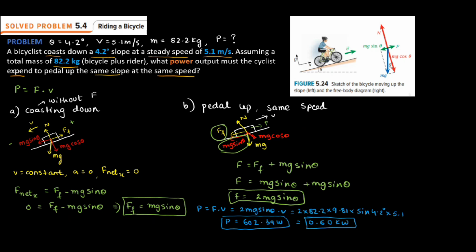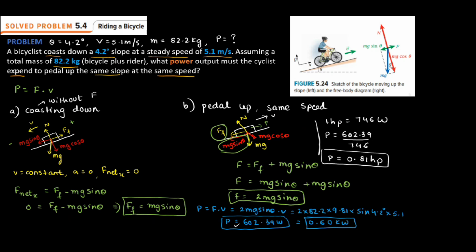Sometimes they ask you to convert the expression for power from watts to horsepower. And we can do this by using the relationship between watt and horsepower. We know that 1 horsepower is equal to 746 watts. So if I want to convert my power from watts to horsepower, I will just divide this number by 746, which you can do as 602.39 divided by 746, and that will give me my power as 0.81 horsepower.